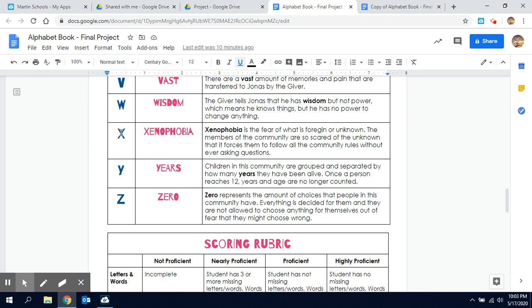So in this case, I chose the word xenophobia, and that is the fear of what is foreign or what is unknown. And that relates to this book because there is a very real fear of the unknown in the outside world.